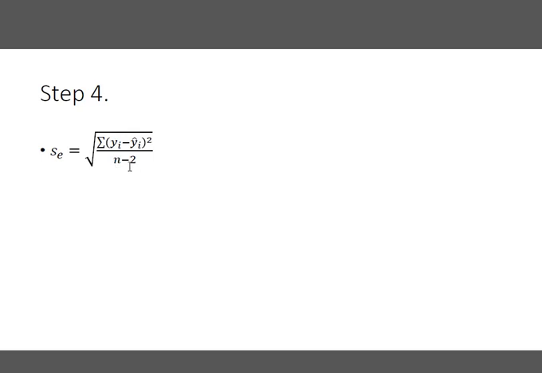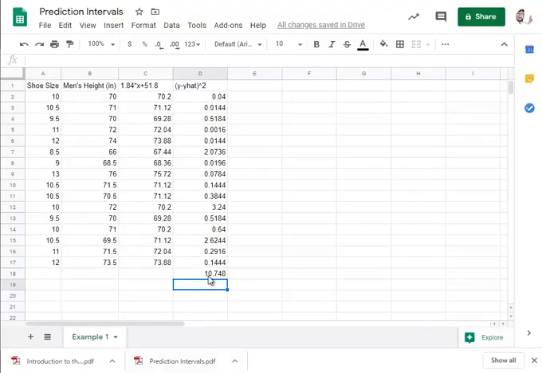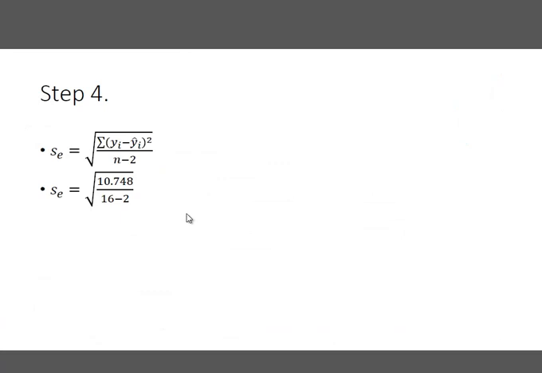So 10.748, that again just came from the sum of that column, divided by 16 minus 2, in this case 14. You can go ahead and throw that into a calculator. In fact, I'm going to do that.